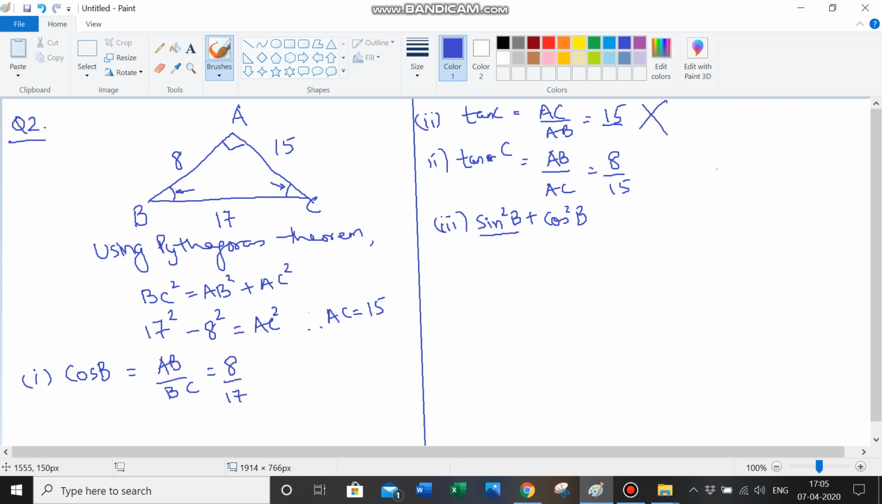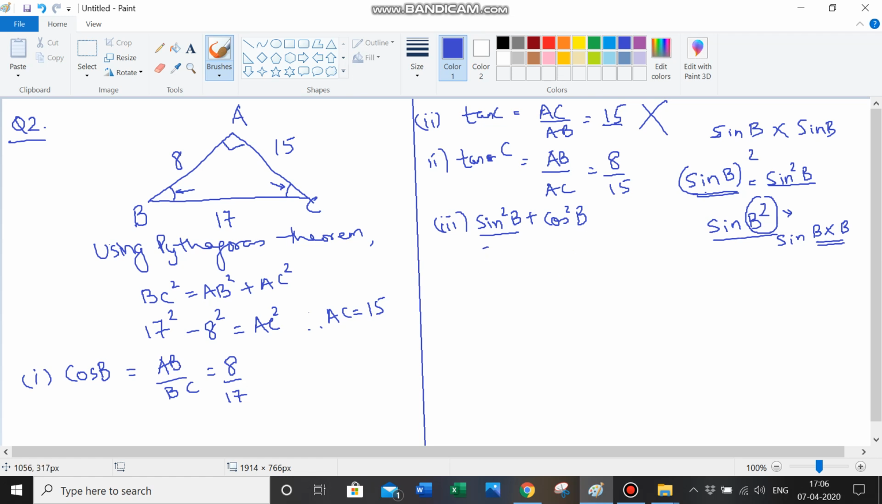Part 3. Part 3 says I need to calculate sine square B plus cos square B. So please notice the difference between sine B square and sine square B. In the first case only B is getting squared, whereas in sine square B, sine B is getting squared, which means this is equal to sine B multiplied with sine B, whereas the other is equal to sine B multiplied by B. Please notice the difference. So this is sine square B, which means I find sine B and I square it. So I will calculate sine B first.